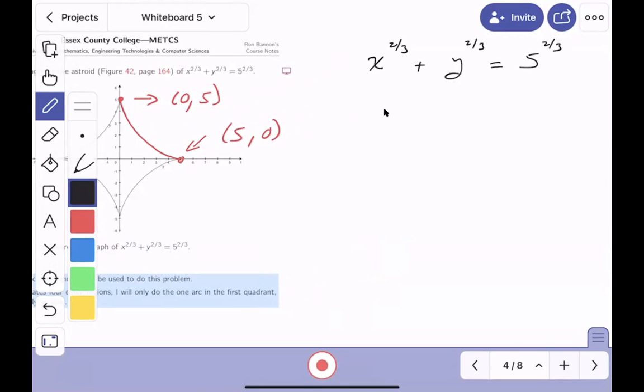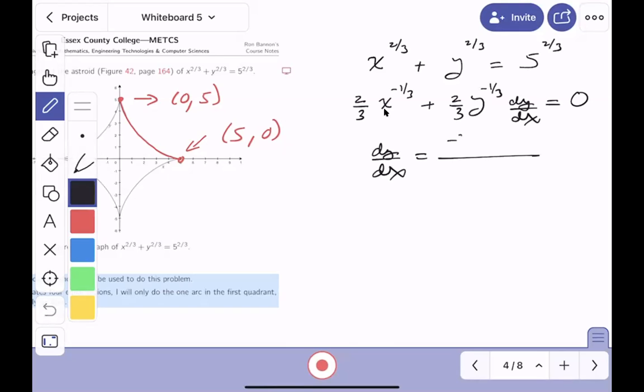Let's do implicit differentiation. What do you get? 2/3 x, I've got to take 1 away from that, so it's minus 1/3, plus 2/3 y to the minus 1/3 dy/dx. The derivative of 5 to the 2/3 is 0. Well, dy/dx, I've got to solve that, is going to be minus 2/3 x to the minus 1/3 divided by 2/3 y to the minus 1/3. Boy, it's a lot of work. dy/dx is going to be minus y to the 1/3 over x to the 1/3. All right, I hope I didn't go too fast with that.